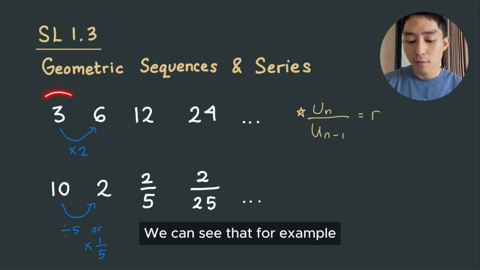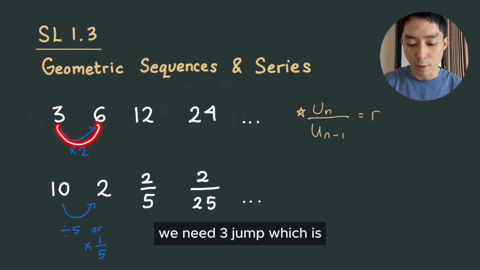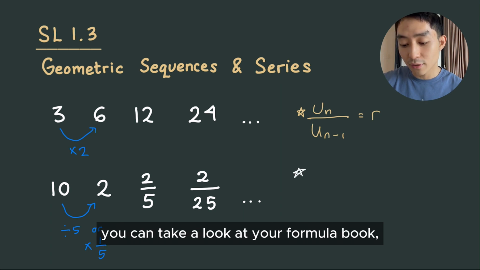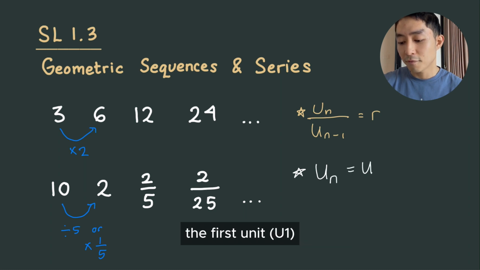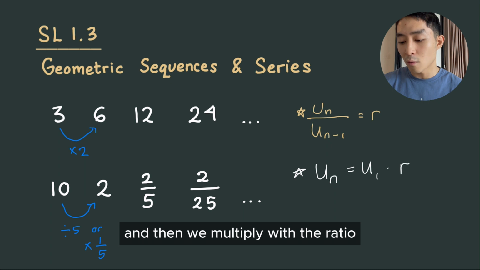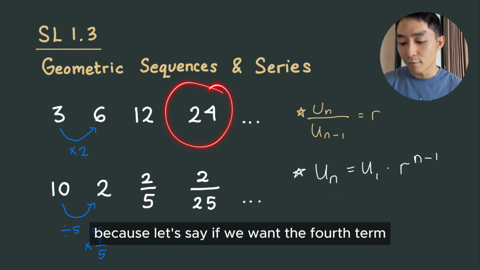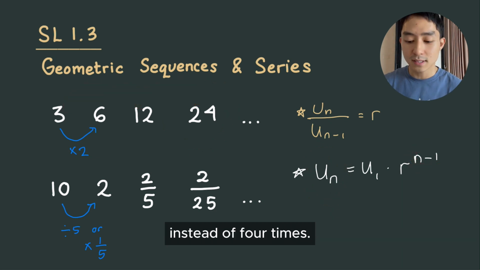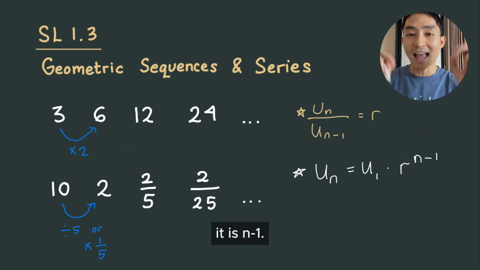We can see that, for example, from the first term to the fourth term, we need 3 jumps, which is ratio, ratio, and ratio. So that's why we have the formula. You can take a look at your formula book, in which the nth term is the first term, multiplied by the ratio, and the power is n minus 1. Because if we want the fourth term, the jump is 3 times instead of 4 times. If we want the third term, the jump is 2 times. It is n minus 1.